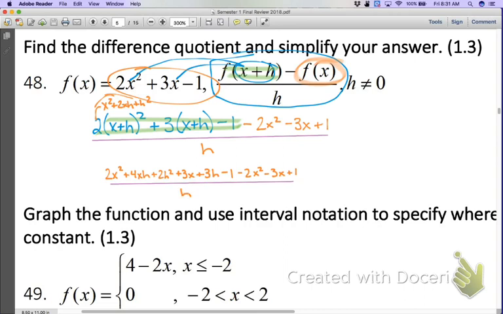Then it just becomes combining like terms and canceling things if they can cancel, which will happen. Okay, biggest thing that's going to happen is right here with the 2x squareds. Then I also have a negative 3x and a positive 3x. I have a negative 1 and a positive 1. So then all I'm left with is 4xh plus 2h squared plus 3h all over h.